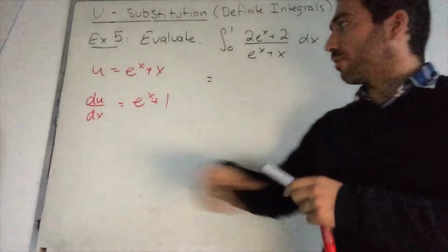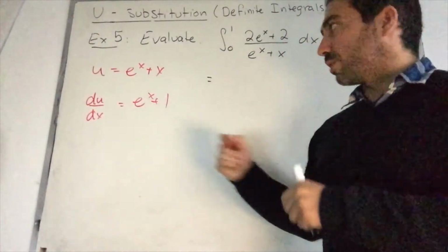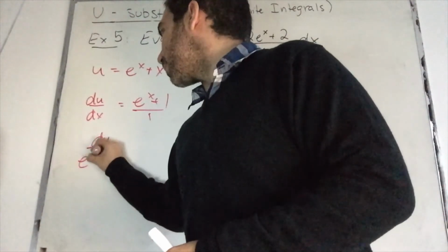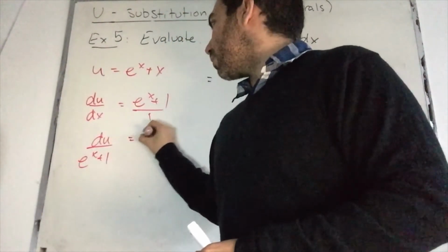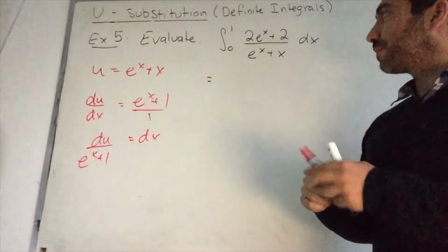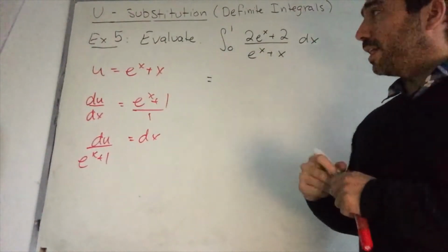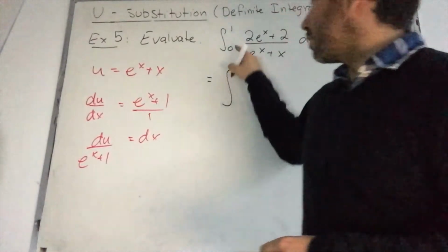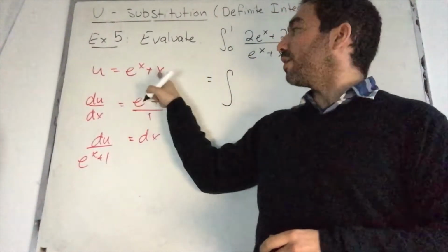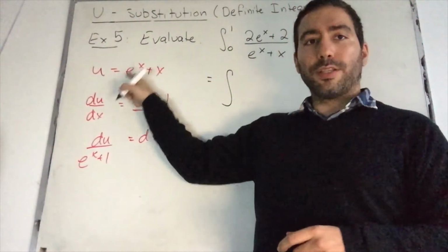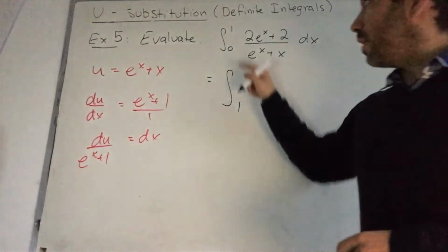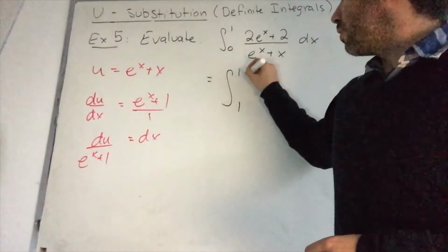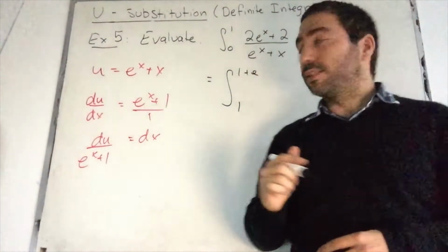Let me finish by solving for dx. We're going to do that by cross multiplying, giving us du divided by e to the x plus 1, which is equal to dx. So it's a definite integral. We're applying a u substitution. We switch our bounds. The lower bound is a 0. So if I substitute 0 into here, I get 0 plus e to the 0. E to the 0 is 1. So we're left with 1. And on the top, we have a 1. So it's 1 plus e to the 1. Whatever that number is, we'll just leave it as is.